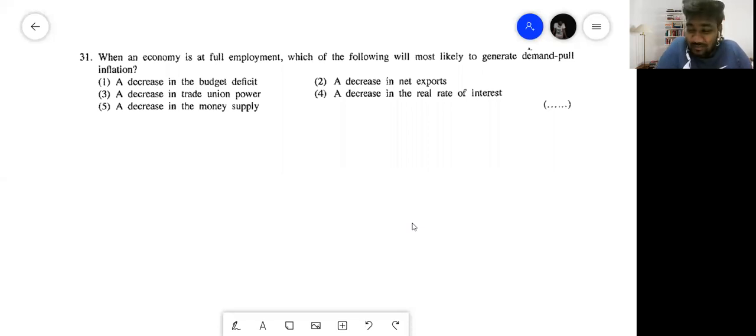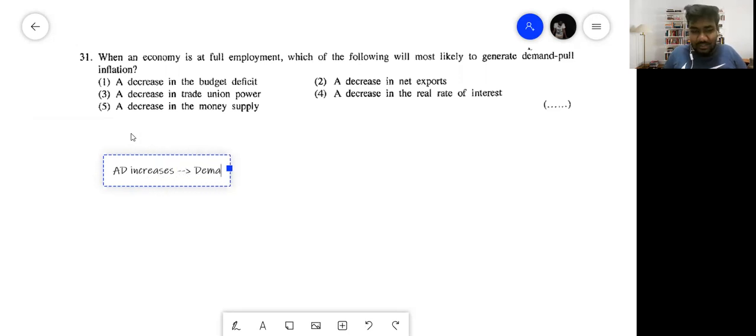Okay, then question 31. When an economy is at full employment, which of the following will most likely generate demand pull inflation? Demand pull inflation will happen if the aggregate demand increases. So which of these will increase the aggregate demand? If AD increases, there will be demand pull inflation. My question here is, which of these will create that?